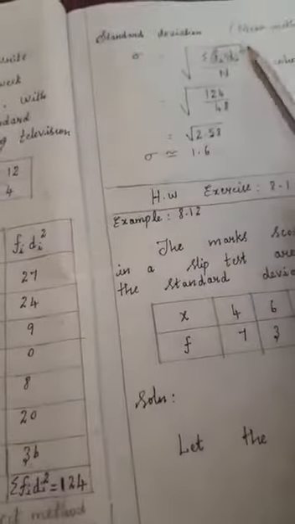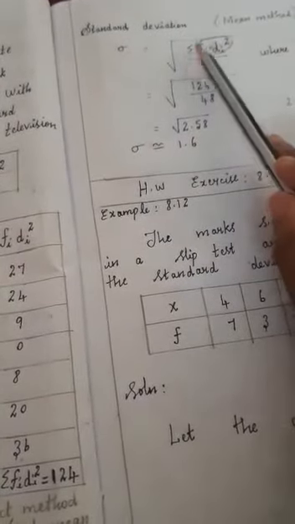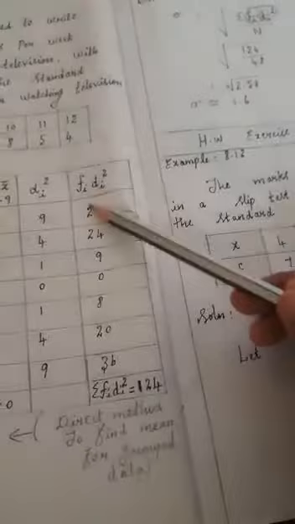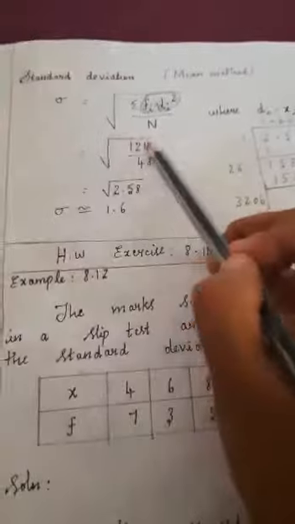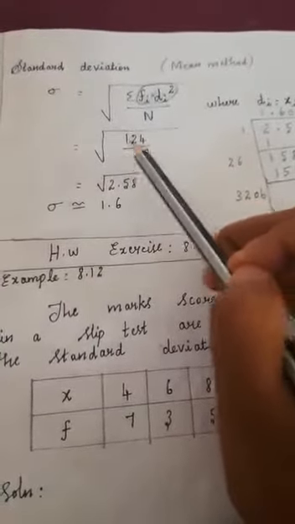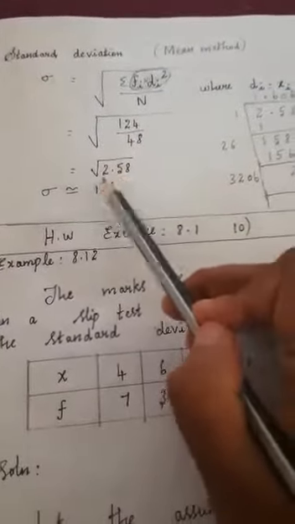Now only summation fi dA square is needed in this formula. Add all the fi dA square values, that is the summation fi dA square, 124. The number of observations means the frequency total, that is 48. Now apply it: 124 divided by 48, then divide and write, you will get 2.58.